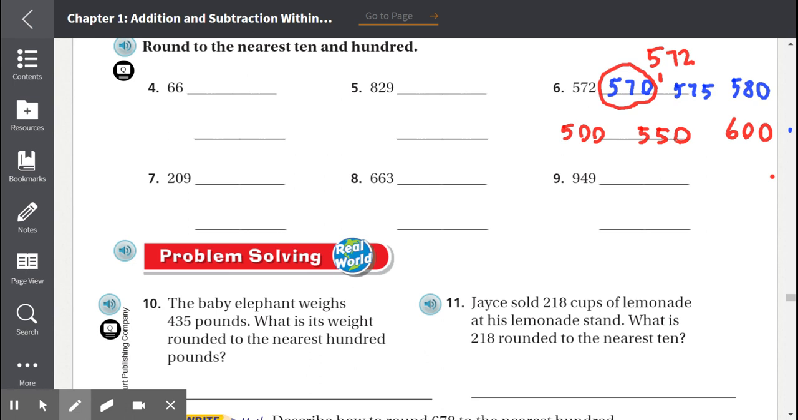Now, let's locate and plot 572. So now would 572 be between 500 and 550? Or would 572 be between 550 and 600? 572 would be right around here. So that means 572 is closest to 600. And we circle our answer. 572 rounds to 600.